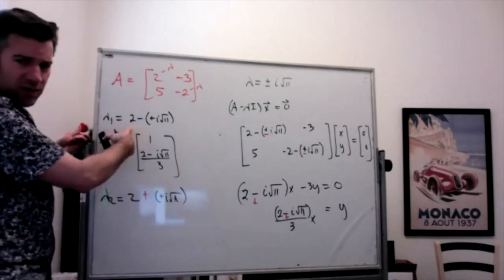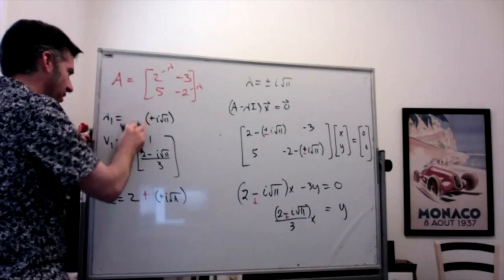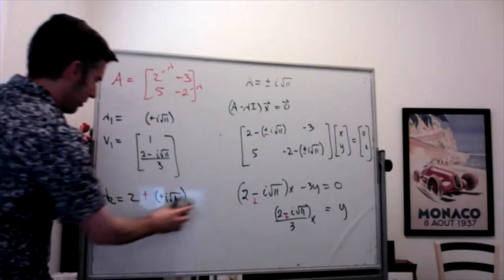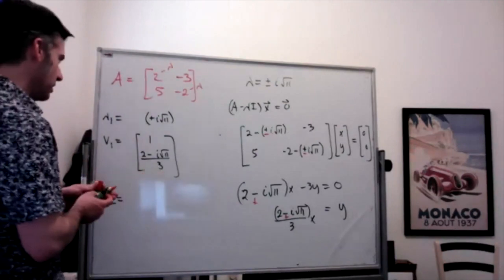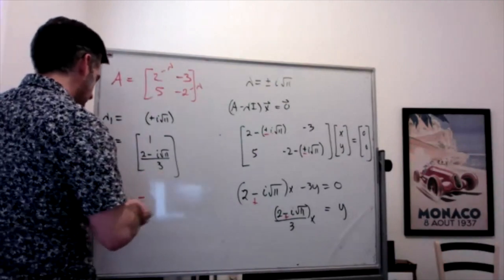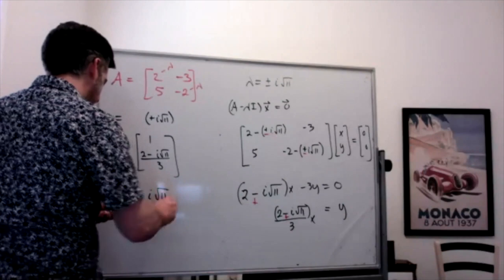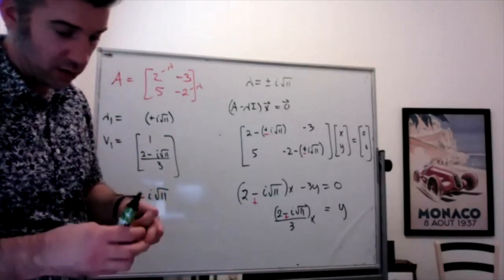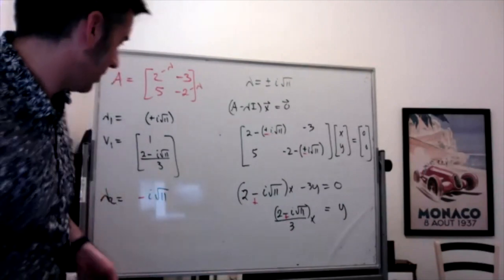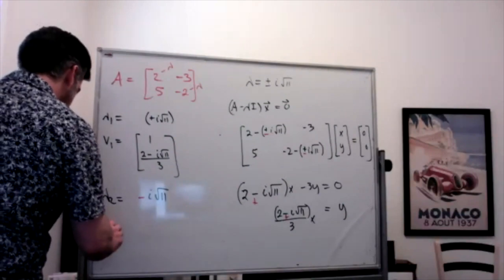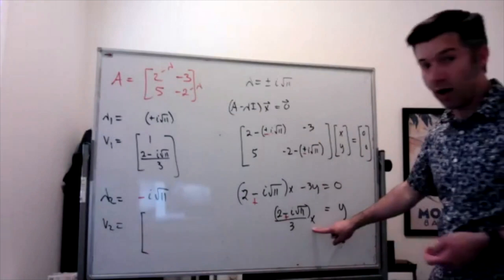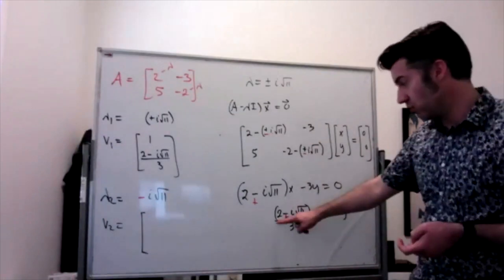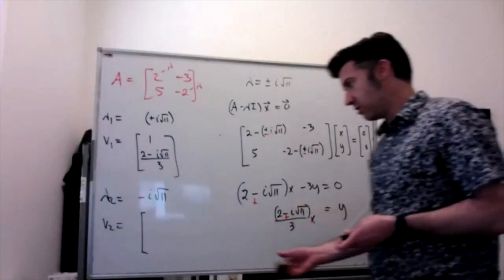My eigenvalue wasn't 2 minus positive i root 11. My eigenvalue was just positive i root 11. Sorry about that. And the other eigenvalue here was negative i root 11. So then the corresponding eigenvector v2 is going to be, well, right, if x is 1, y is going to be (2 plus i root 11) over 3.